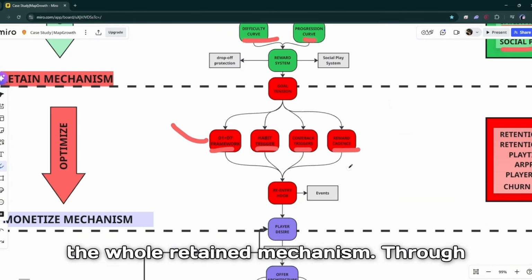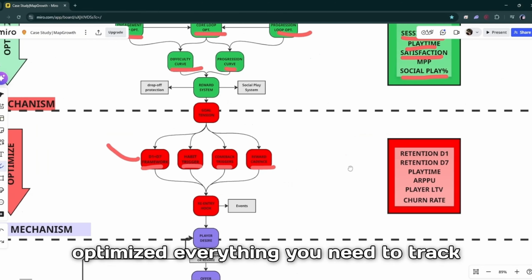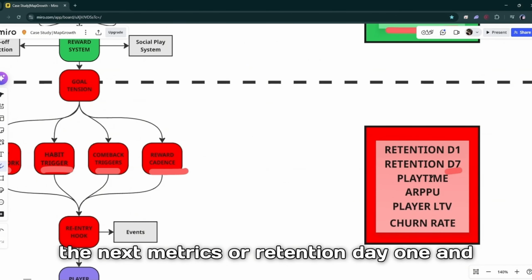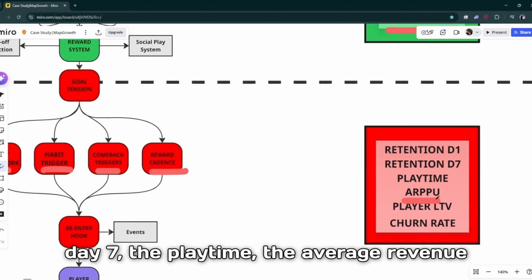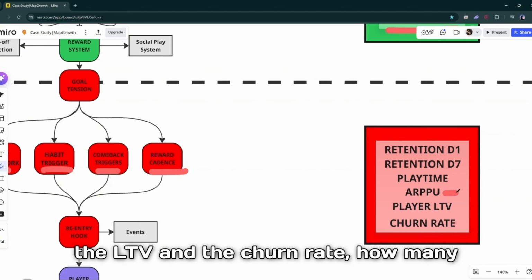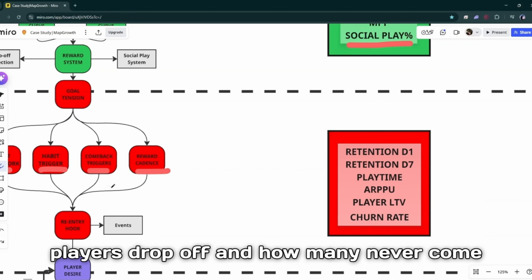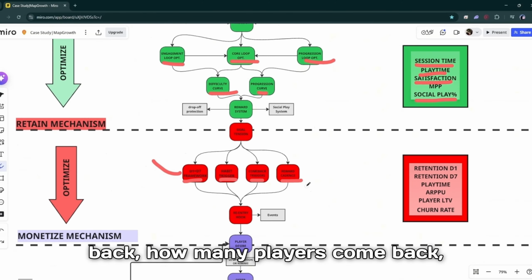So in the whole retain mechanism, after you optimize everything, you need to track the next metrics. The retention day 1 and day 7, the playtime, the average revenue per paying user. So that's how you track the LTV, and the churn rate, how many players drop off and how many never come back, how many players come back, etc.